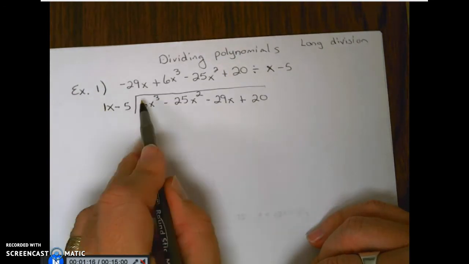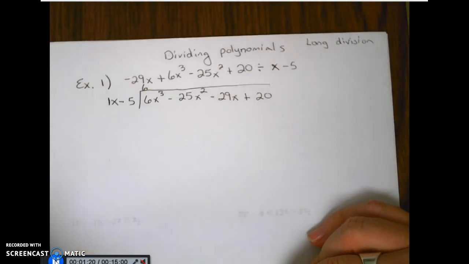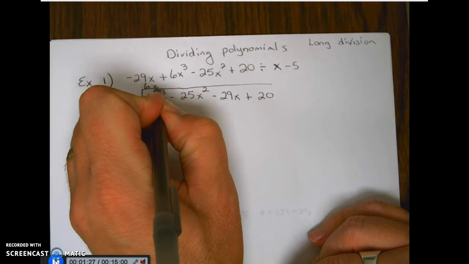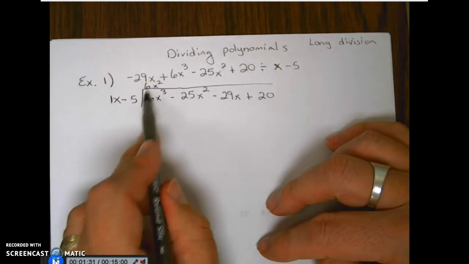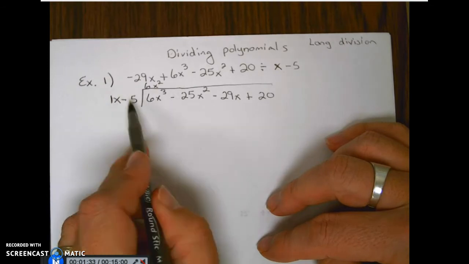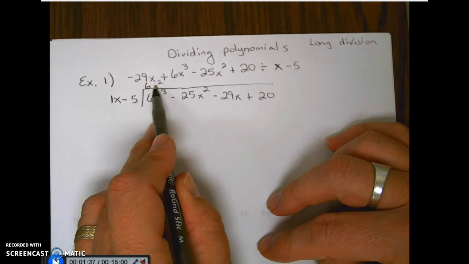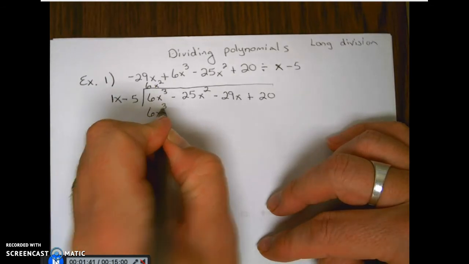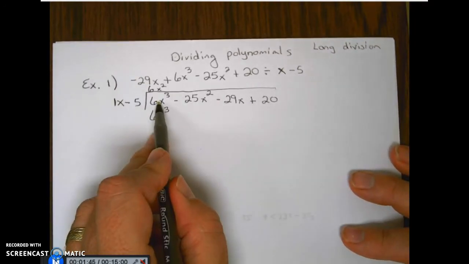So 1 times what is 6? 6. X times what is x cubed? X squared. So now that we know what's going to give us this number under here, we'll go ahead and multiply both of these by this term. So 6x squared times x, 6x cubed. And these should always match when you divide.